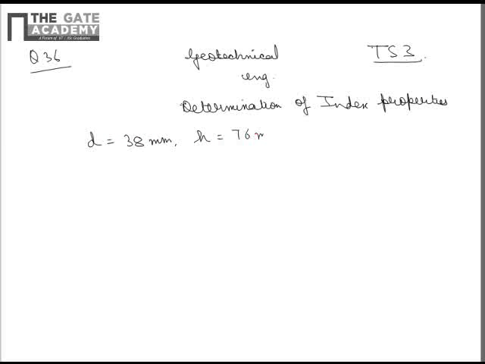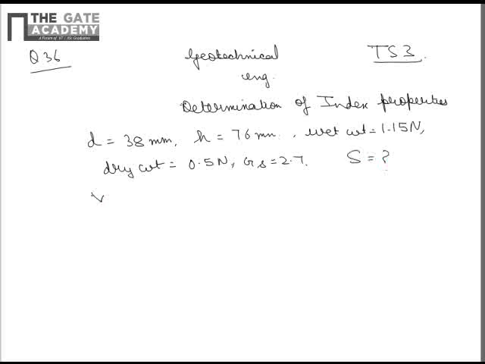as 76 mm, and wet weight is equal to 1.15 Newton and dry weight as 0.5 Newton and specific gravity as 2.7, and we have to find what is the degree of saturation.